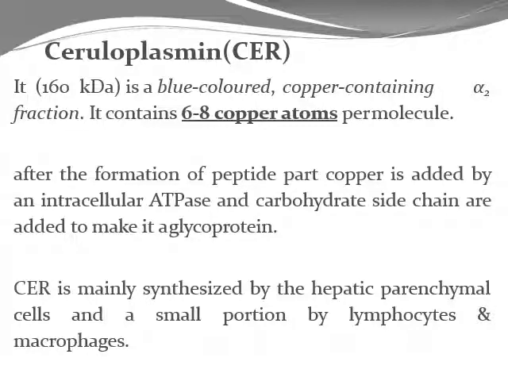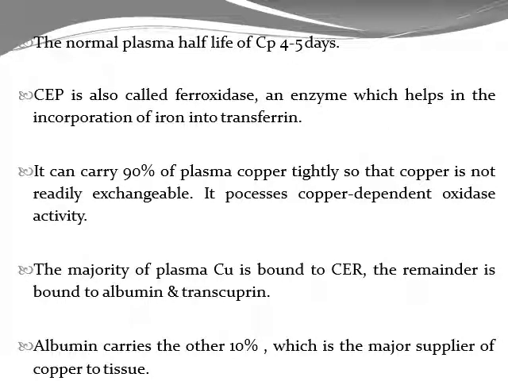The next plasma protein is something known as ceruloplasmin, or CER. It's a blue colored copper containing protein. It's also a part of the alpha 2 globulin, and it contains 6 to 8 copper atoms per molecule. They are synthesized by the hepatic cells, that is liver cells, and also a small portion can be synthesized by lymphocytes and macrophages. What is the importance here? The normal plasma half-life of ceruloplasmin is 4 to 5 days.